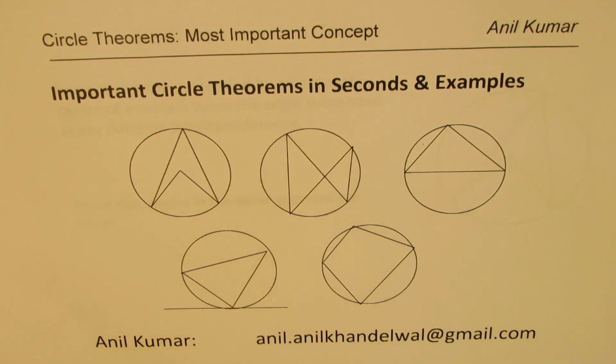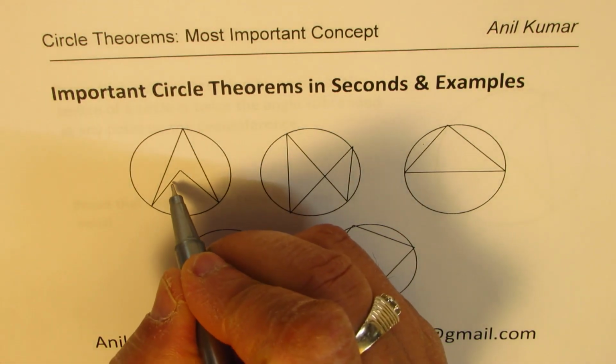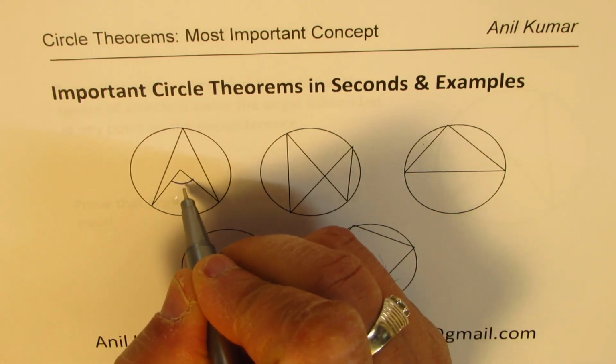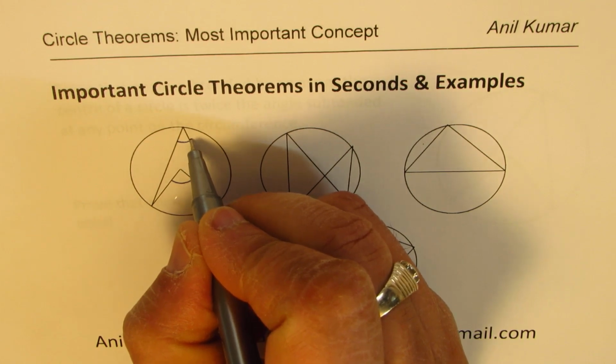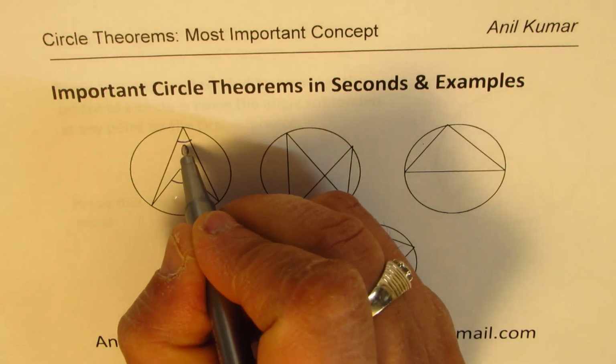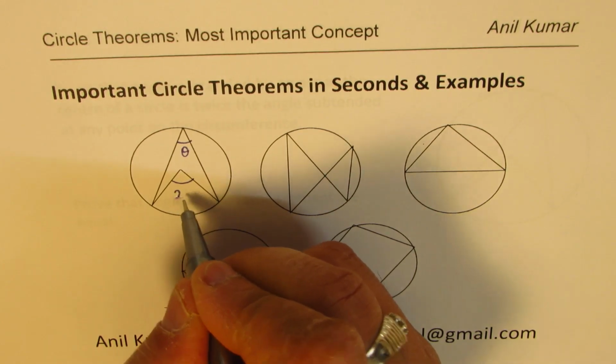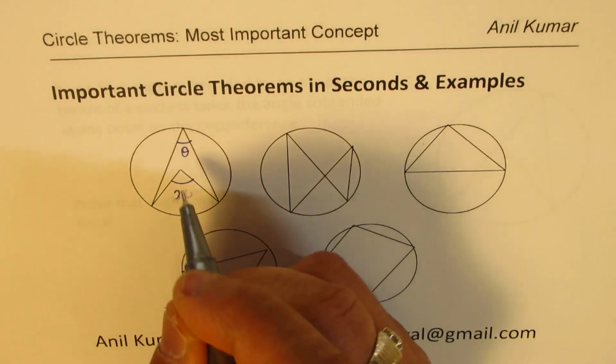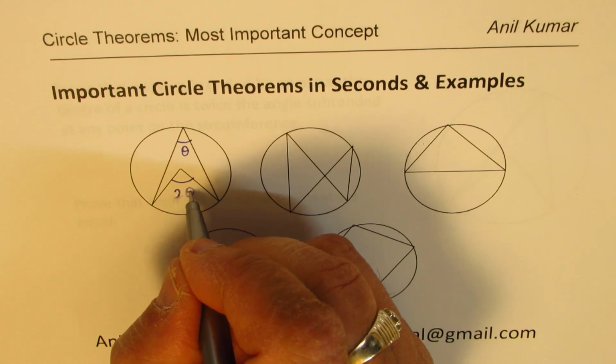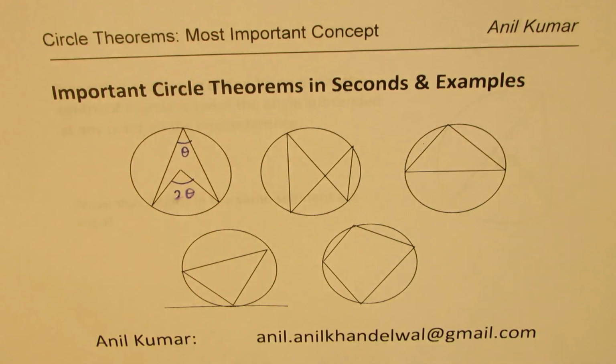Here you see 5 diagrams. They relate to 5 important concepts. In the very first one, we are talking about 2 angles, one at the center, one on the circumference. And their relation is that if the one on the circumference is theta, then the angle subtended at the center is twice that amount, 2 theta. Right? So that is the relation.